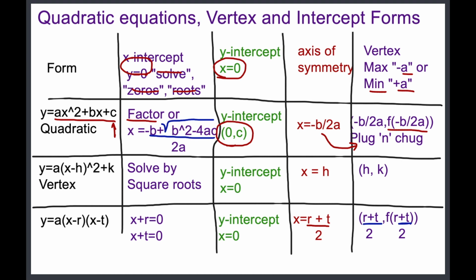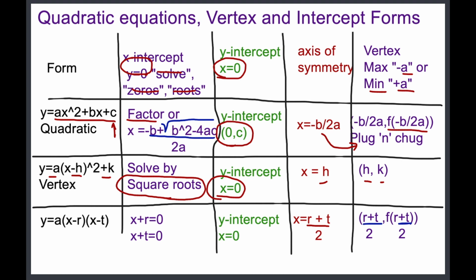With vertex form, this is sometimes called transformation form. We'll notice our three letters again are a, now h, and k. We solve these by using square roots to get our x-intercepts. Our y-intercept, we do the same thing in this entire column. We let x equal 0. Get this, our axis of symmetry is actually the h, whereas the vertex is (h, k). This form gives us a lot of information about the graph and is very useful.